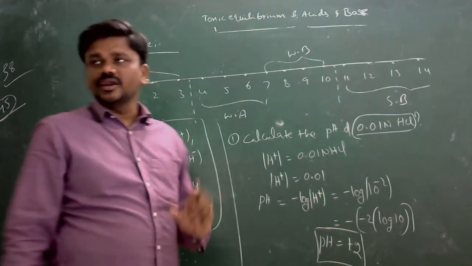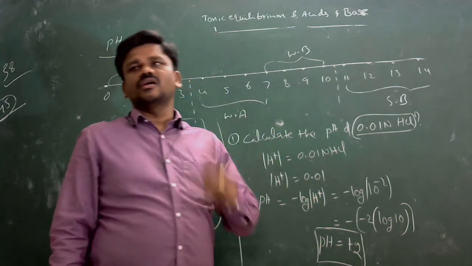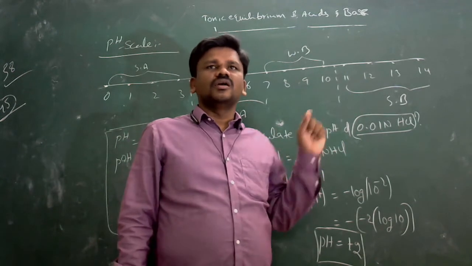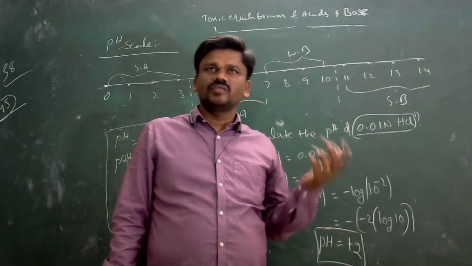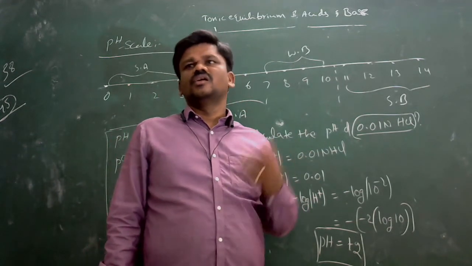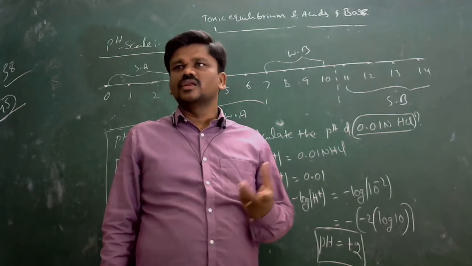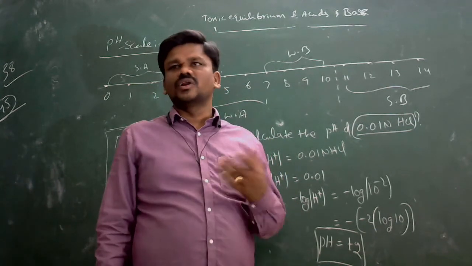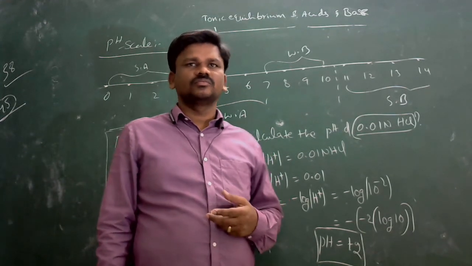First of all, identify whether the given problem is present in normality or not. Compulsorily, any problem should be in normality to do the problem. Suppose, for example, a given value is present in molarity; then first of all it is converted into normality, and then proceed and calculate the pH value. How to convert molarity into normality? Normality equals molarity into basicity, or normality equals molarity into acidity.